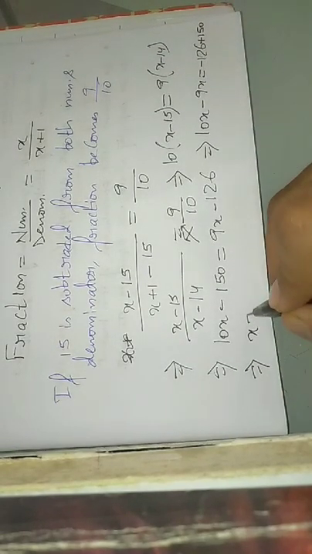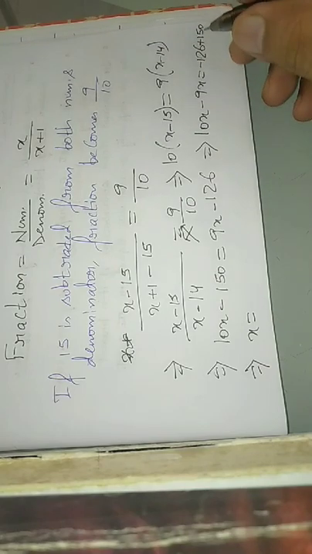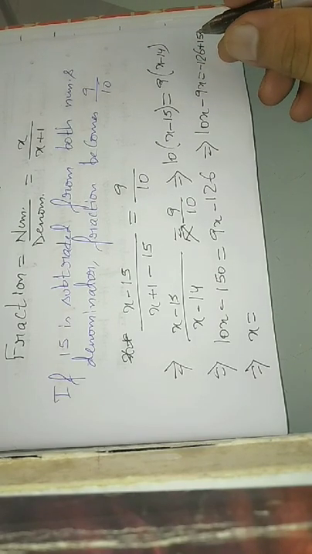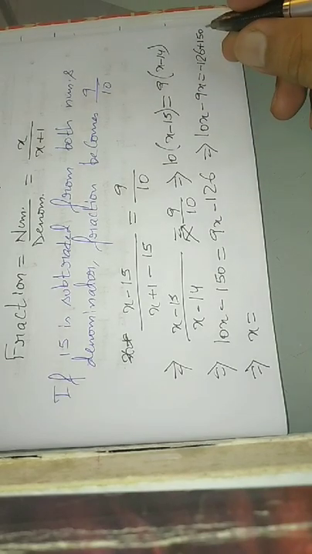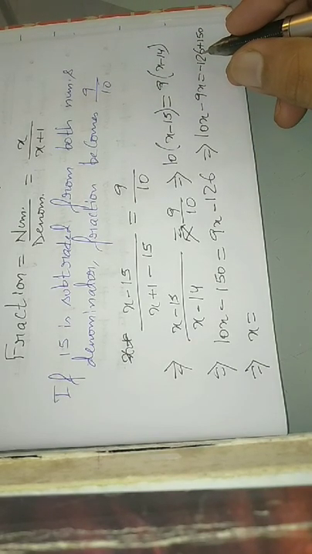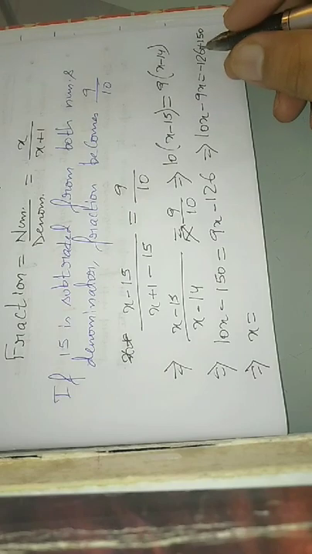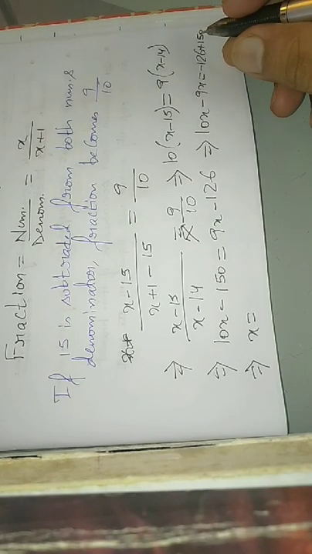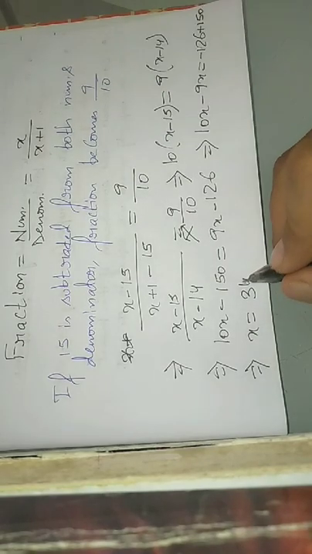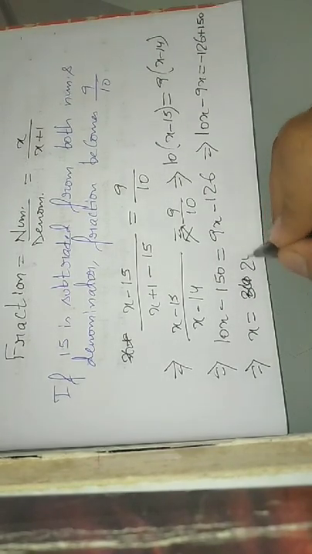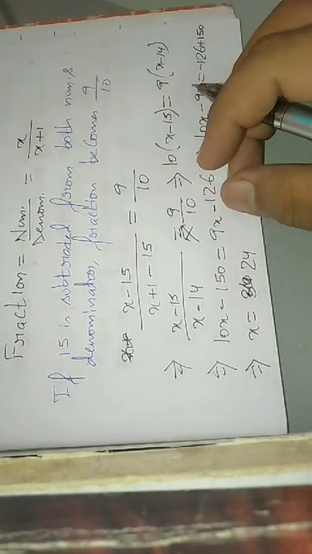Which implies that 10x minus 9x gives you x. x is equal to minus 126 plus 150. 150 is the bigger number, so this value will be positive. 150 minus 126. From 126 to 134, 30 and 20, 50, right? So this is 34. Sorry, 24. The value of x is 24.